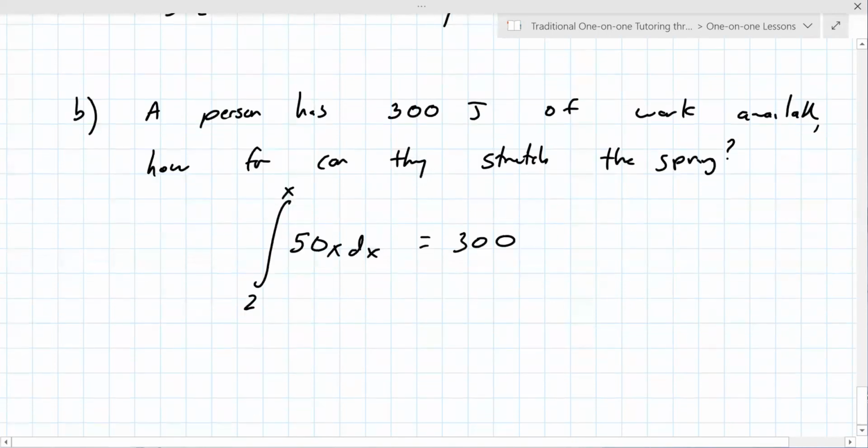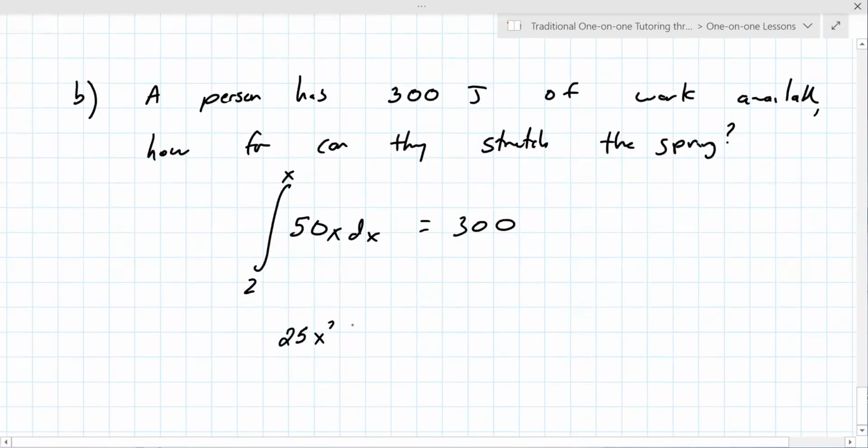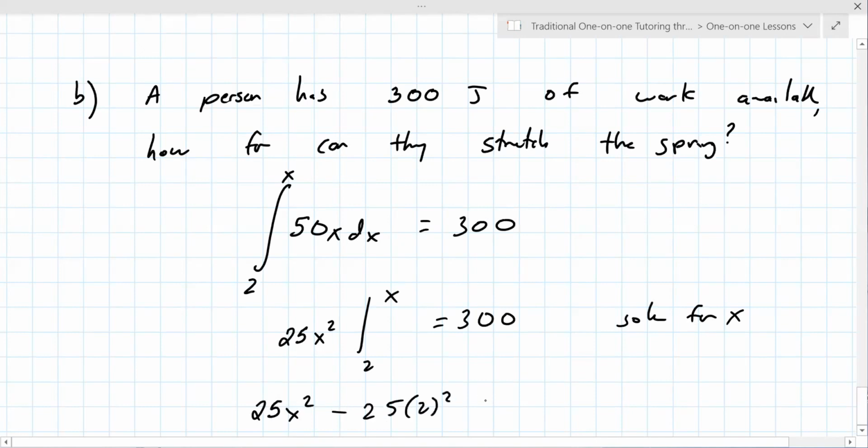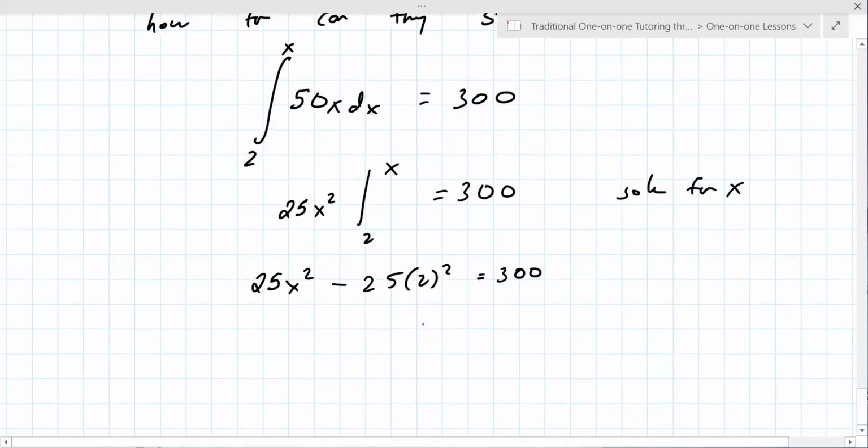So this time it's a working backwards problem. We have to find our antiderivative, 25x squared, evaluate it from 2 to x, equals 300, and we solve for x. So it'd be 25x squared minus 25 times 2 squared equals 300. So we divide, x squared equals 16, x equals plus or minus 4. So it actually indicates that you could stretch it in one direction or the other, but because we assume positive, we'll say 4.